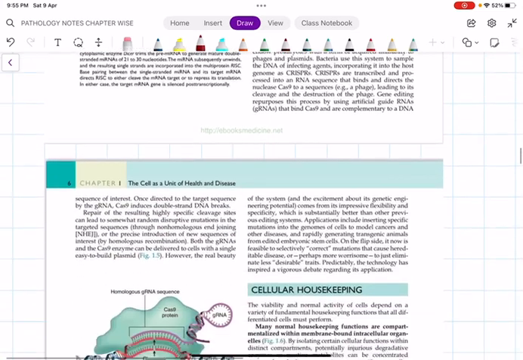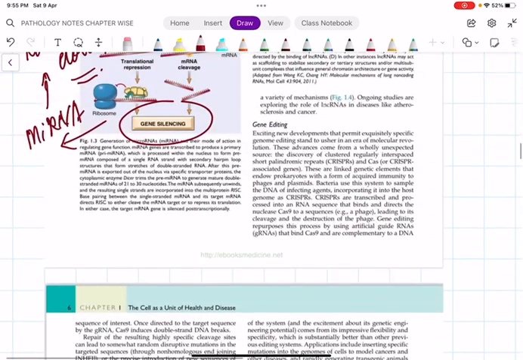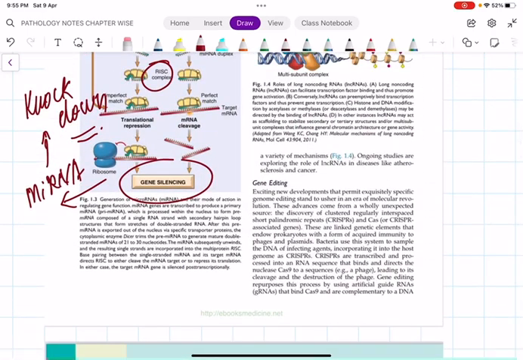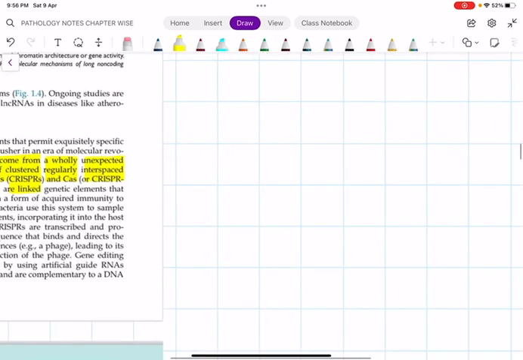Gene editing has been a very potential MCQ question. It is a recent advancement in Robbins 10th edition. What is CRISPR? CRISPR stands for clustered regularly interspaced short palindromic repeats. You should know the expansion. Actually, there are some genetic elements which are present in prokaryotes. With these CRISPRs, we have some use. Using these CRISPR genes, we can edit the gene. We can edit the human gene.